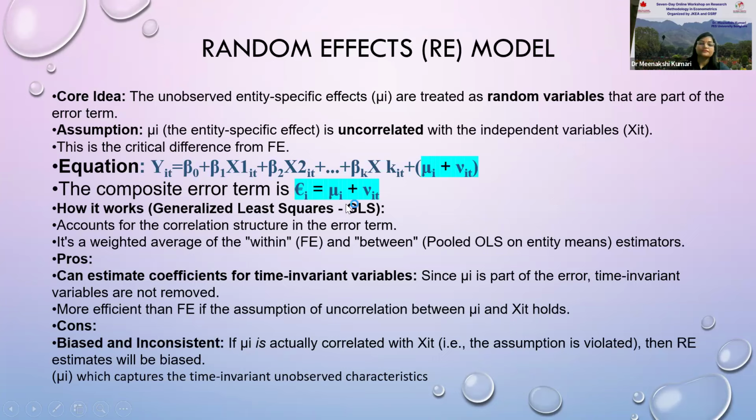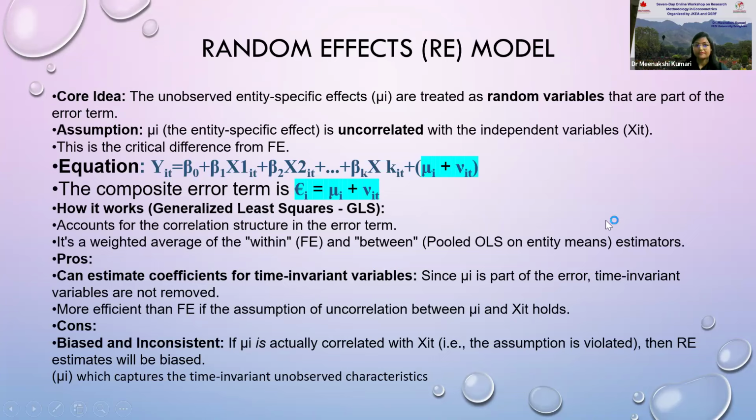And this is a composite error term, because random effect is telling you that the entity-specific effect is uncorrelated with the independent variable, that is x it. How does it work? We use the generalized least squares method, because it accounts for the correlation structure in the error term. It's a weighted average of the within effect FE and between-effect pooled OLS estimators.